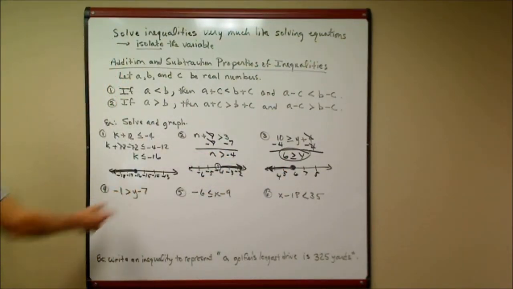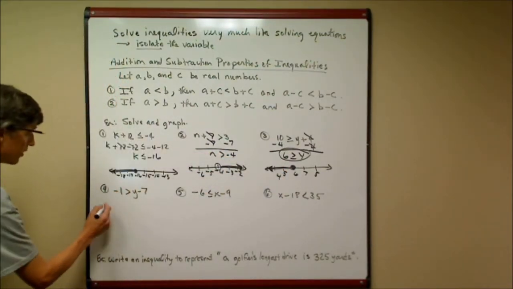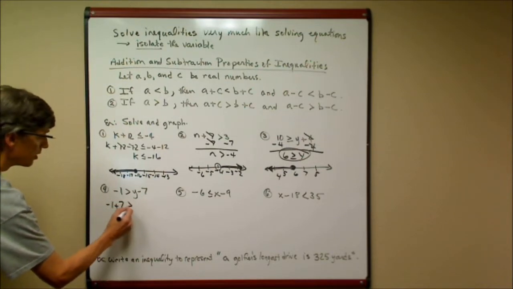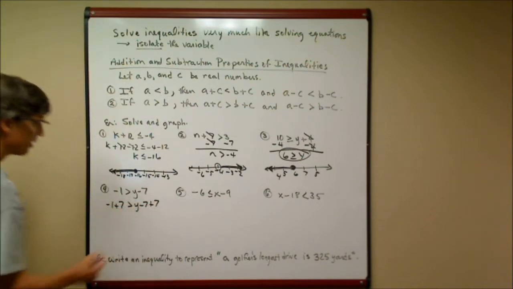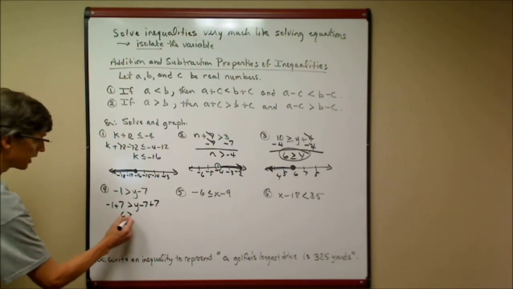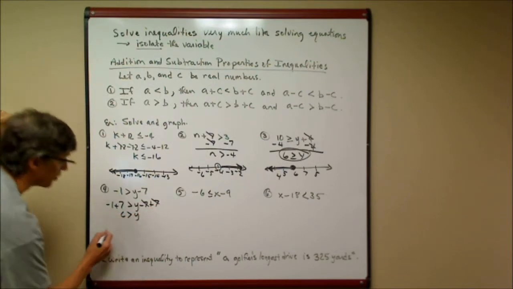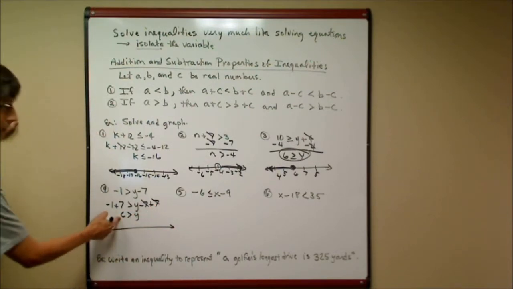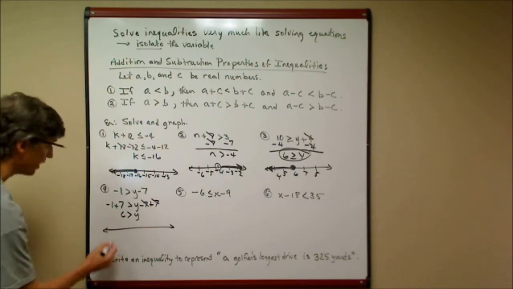Here's another one with the variable on the right side. I'm going to add 7 to both sides. -1 plus 7 is 6. I get 6 is greater than y. So it's a lot like the last problem. In fact, it even has the 6. It just doesn't have the equal to this time.